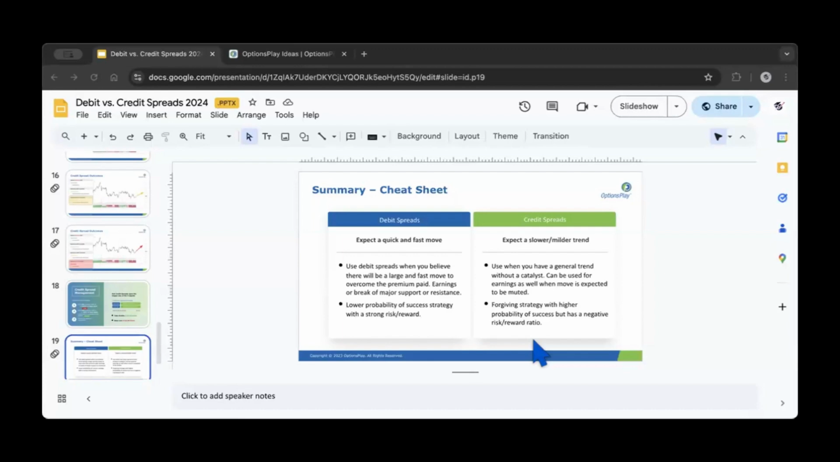Stephen's saying, why don't we just do deeper in the money options and increase the probability of it staying in the money at expiration? And the answer is, yeah, you can do that, but the risk reward is going to reflect it. If you go deeper in the money, you're going to pay more for that long spread, and you're going to have the potential to make less on that trade. So it's all about risk reward.